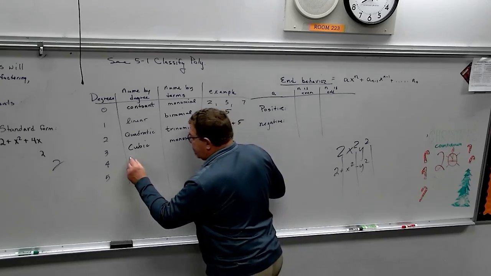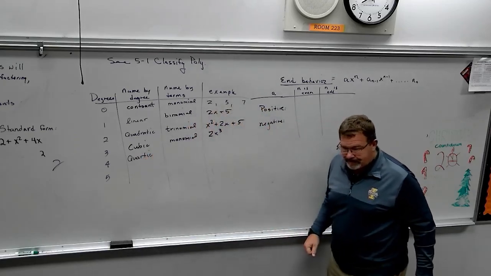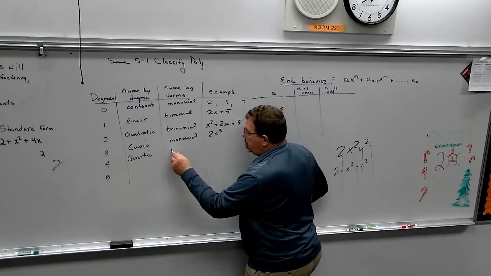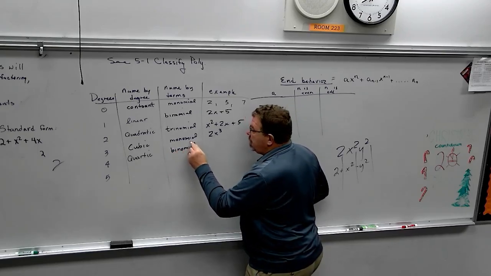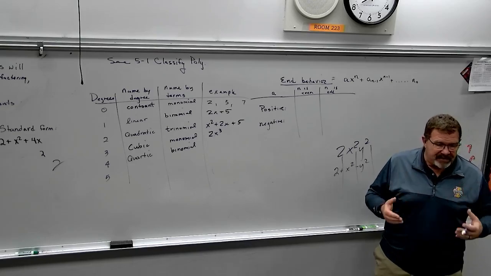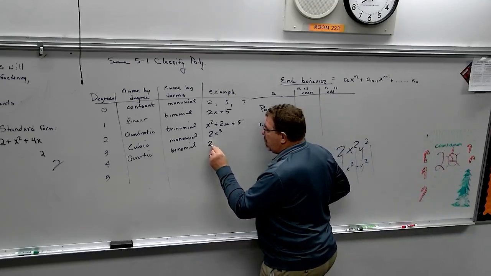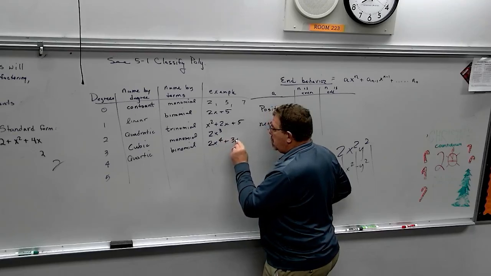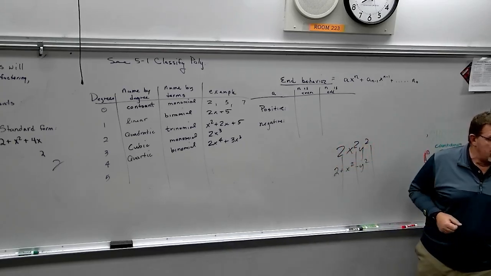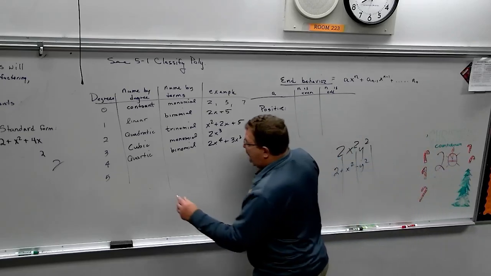This would be quartic. Quartic with an R. Let me give you an example of a quartic binomial. There's only 3 of them: monomial, binomial, trinomial. We don't have anything for the 4th term or the 5th term. So here would be an example of a quartic binomial. 2 parts, and my highest exponent is 4. That would be a quartic binomial. Okay, last one, quintic.